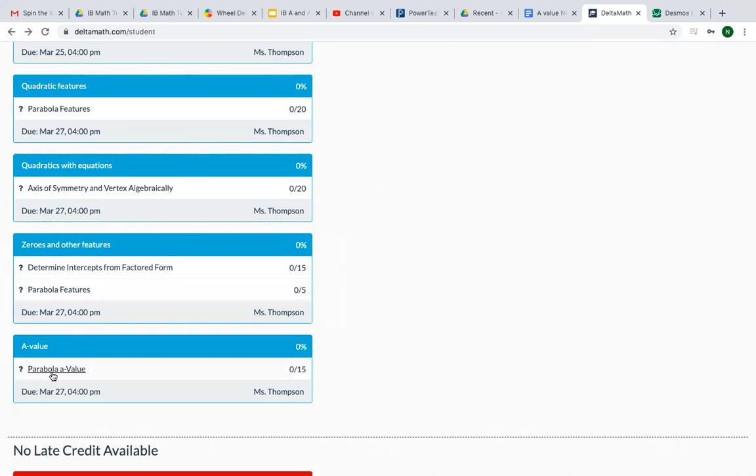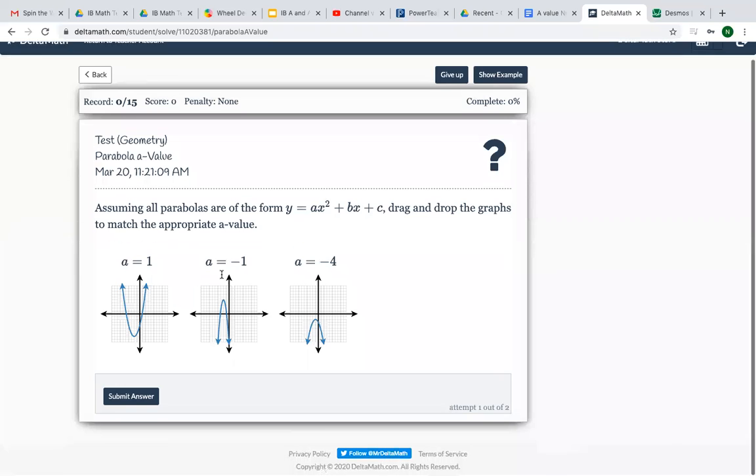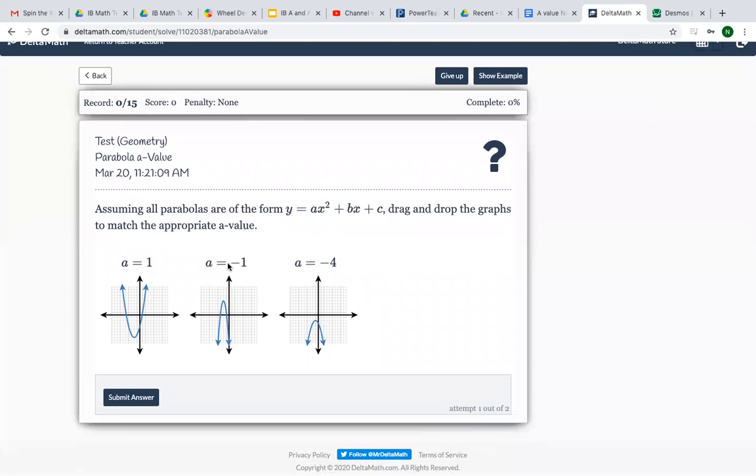Okay, so for the Delta Math, yesterday we added the zeros and other features, and today I added the parabola a value. What you're doing is matching the functions, the a value, to the graph. So which one of these 3 graphs is facing up like a U? The first one. And so that means that our a value is positive. The only one with a positive value is this one.